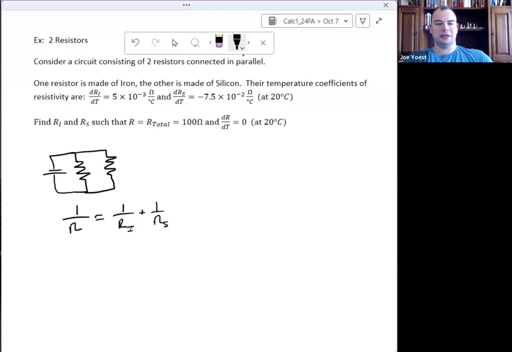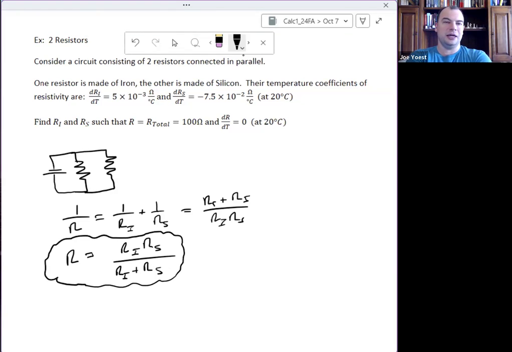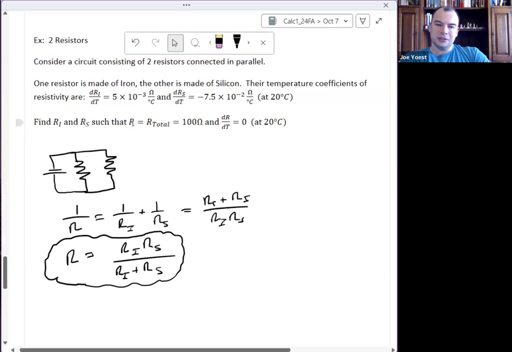Okay, we can actually simplify this right-hand side a little bit. This is going to have a denominator of Ri times Rs and a numerator of Rs plus Ri, so my overall resistance is just Ri times Rs over Ri plus Rs. So this formula works out pretty nicely in the case of just two resistors. Now my goal is to find Ri and Rs so that the total resistance is 100 ohms, and so dR/dT equals 0.